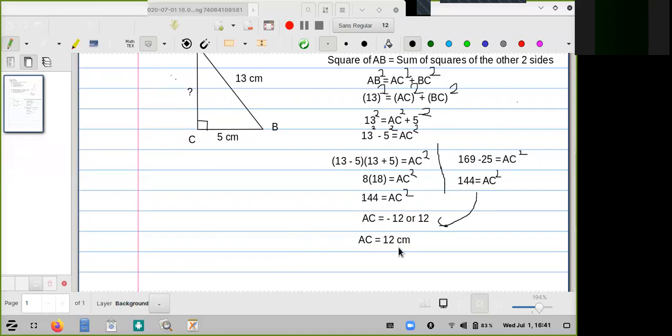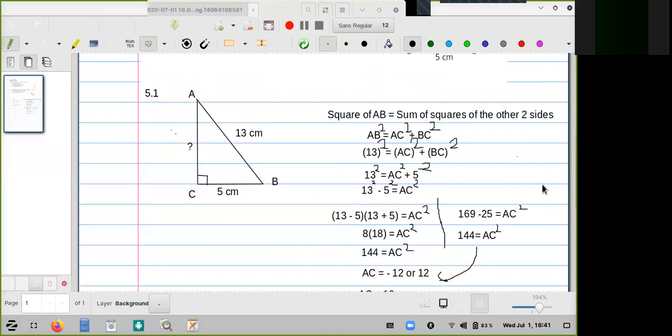12 centimeters. So you can even check and go back and say 13 squared is 169. AC is 12 squared, it's 144, plus BC, which is 25. So 25 plus 144 gives you 169, which is correct there, right? Then we move on to the second question.